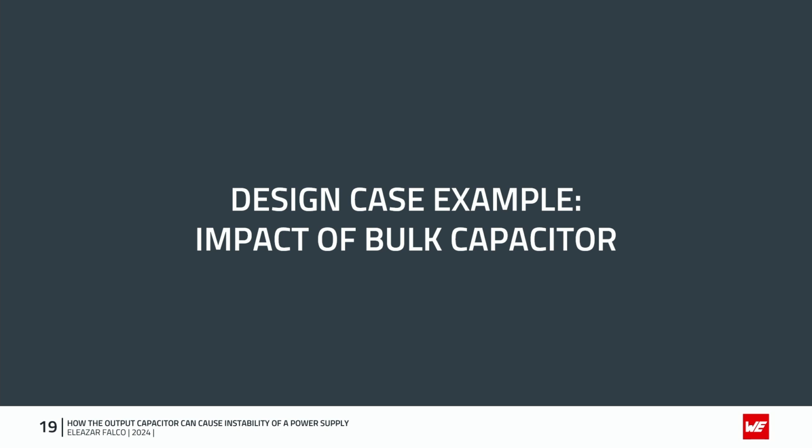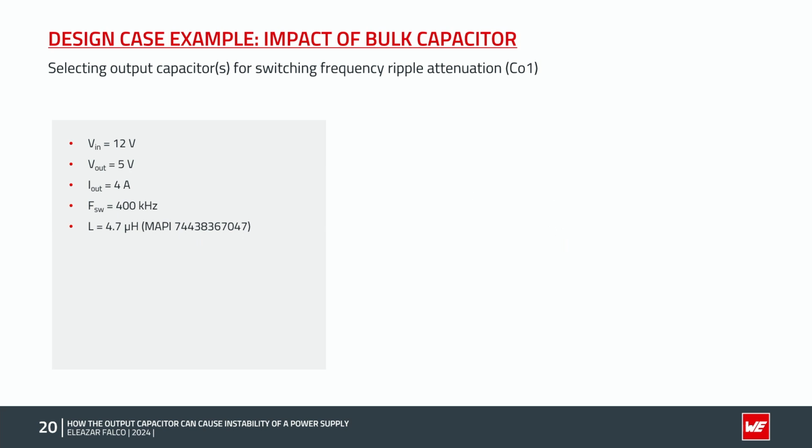Okay, let us see now some real design cases showing how changes in the output capacitor can easily make the control loop unstable. We will start with an example of the impact of the bulk capacitor. Here we consider a very common specification for a 20-watt buck converter supplied from a 12-volt rail and providing 5-volt output. The switching frequency is 400 kHz, and this 4.7 microhenry MAPI inductor is a good fit here. Let us consider a requirement to keep the output voltage ripple in steady-state operation below 0.5% of the output voltage, which corresponds to 25 millivolts.